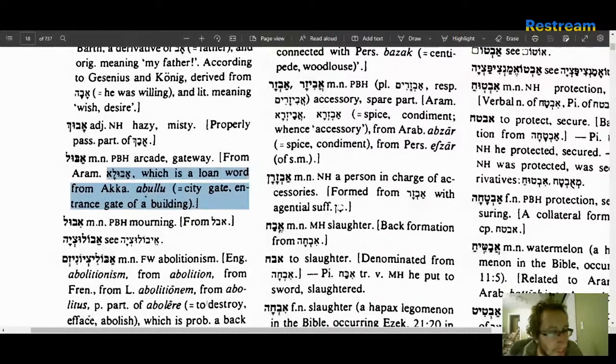Here's one. I don't know if we discussed this one. This one apparently is from Akkadian, and it's a ball. It means a city gate, an entrance gate of a building.